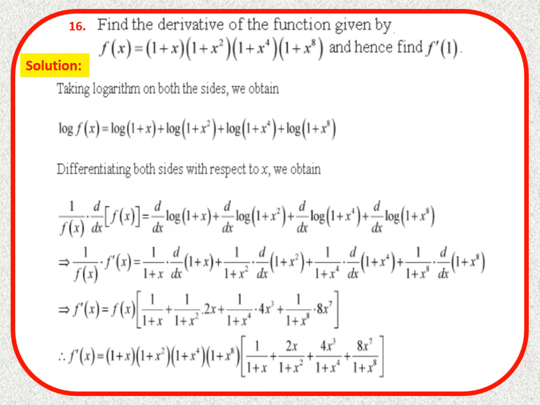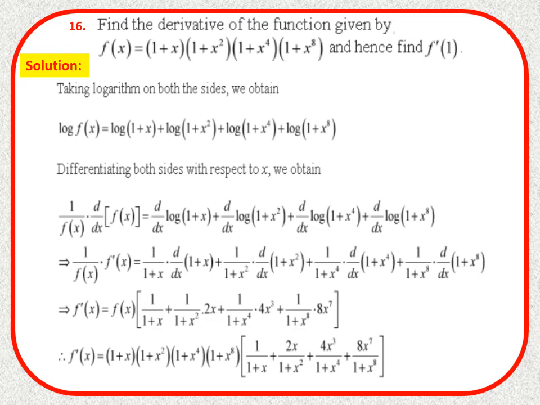Next is question 16. Find the derivative of the function given by f(x) equals (1 plus x square)(1 plus x power 4)(1 plus x power 8), and hence we have to find f dash 1. So first we have to find the derivative, that is f dash x, and then replace x by 1, and you will get f dash 1. So we have f(x) equals the multiplication of 4 terms.